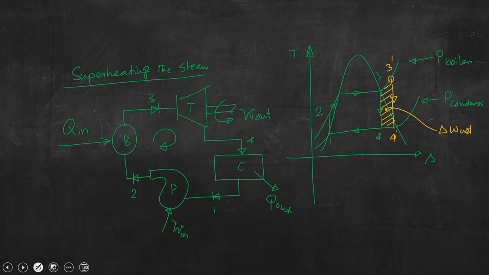If you look carefully, by superheating steam we can get this additional delta W net, and probably it is because of this reason that efficiency can be increased, because efficiency is equal to W net divided by Q in, I am writing in specific form. So, this is basically for the simple Rankine cycle.